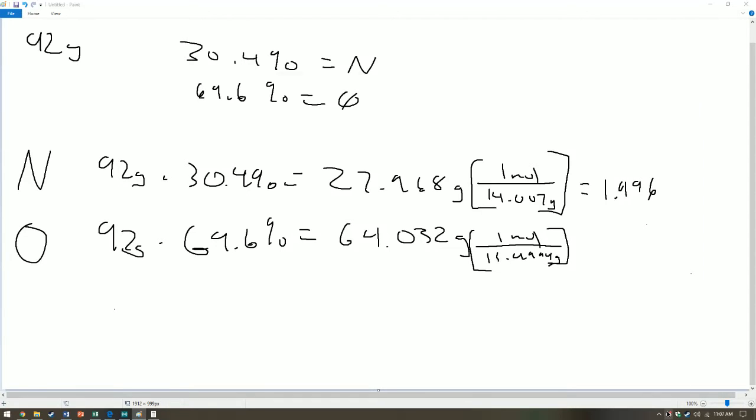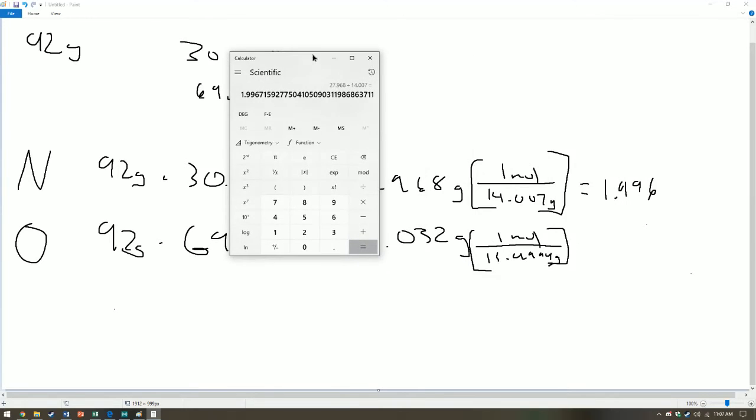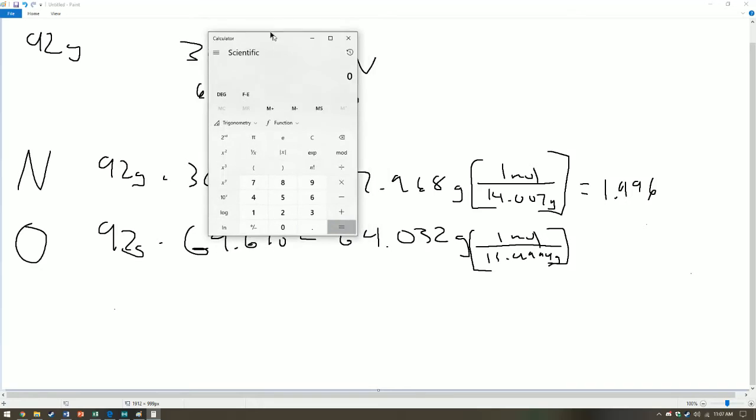1.996. You don't have to be particularly anal about sig figs. Oops, I opened the wrong window there. What was I going to open? Oh yes, the calculator, my bad. You don't have to be particularly anal about sig figs, just as long as you have enough of them.